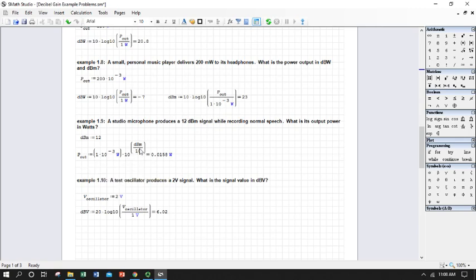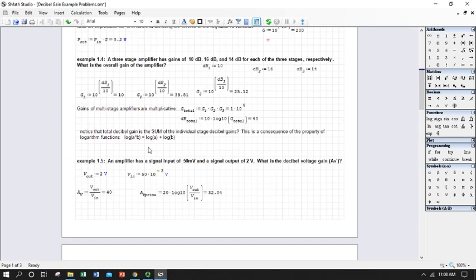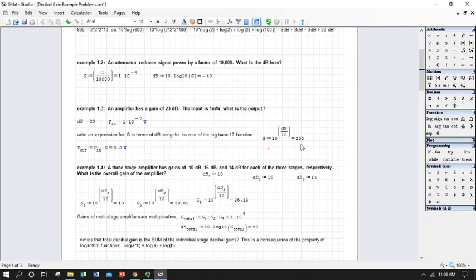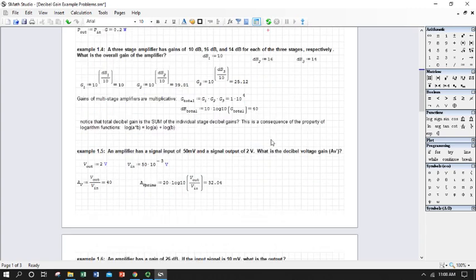So I'm basically using, let me scroll back up, I'm using this expression, except G now is P out over P in, and I'm given a P in. So the P in comes over and multiplies.